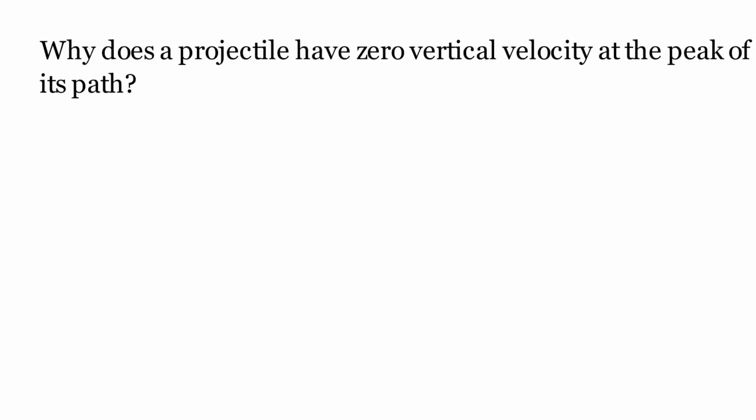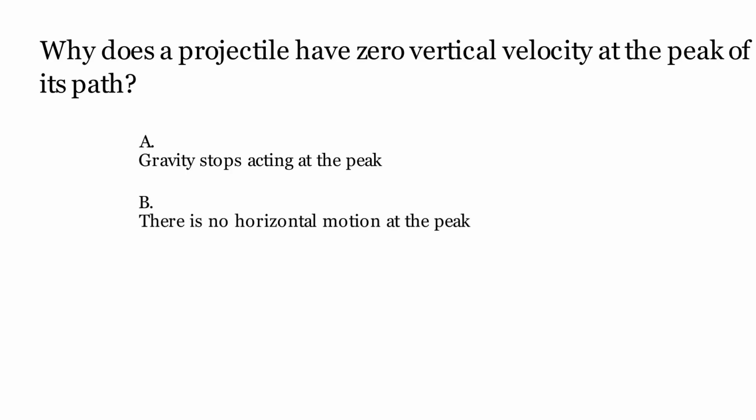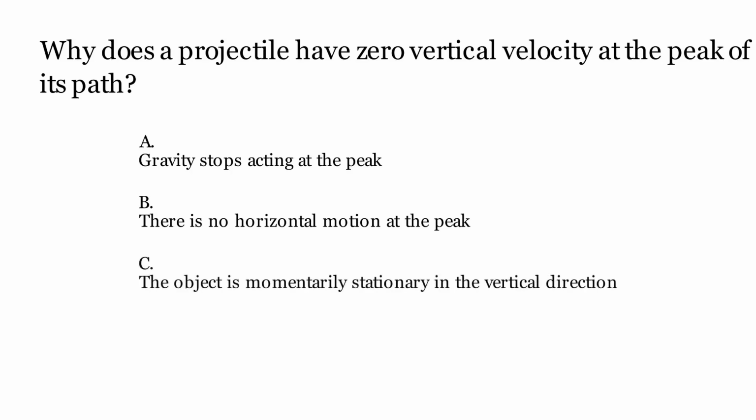Why does a projectile have 0 vertical velocity at the peak of its path? Letter A. Gravity stops acting at the peak. Letter B. There is no horizontal motion at the peak. Letter C. The object is momentarily stationary in the vertical direction. Letter D. Air resistance is greatest at the peak.